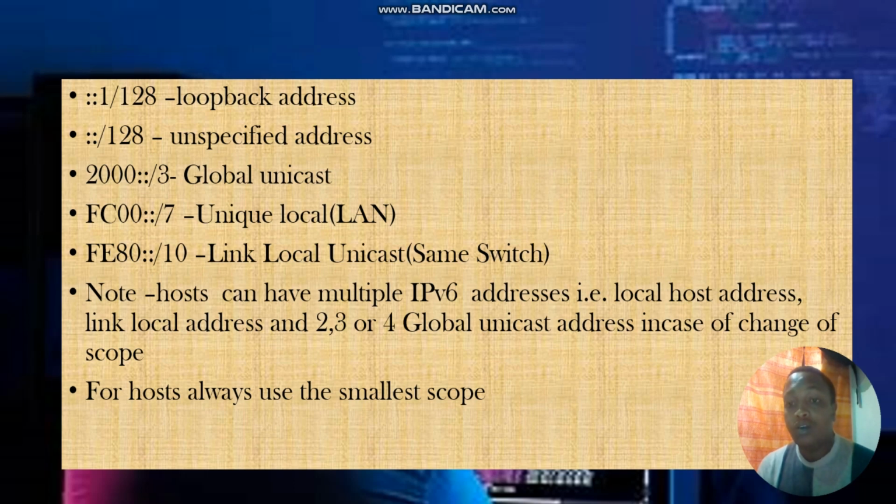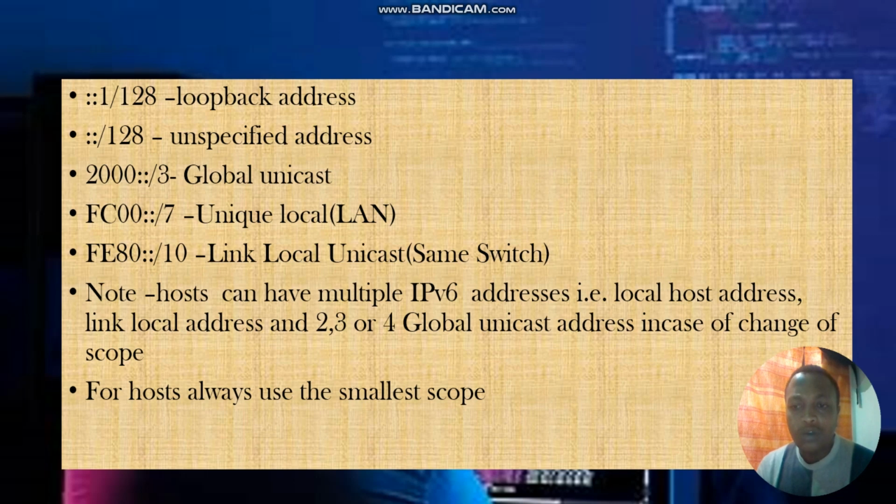That is the local host address, it will have the link local address, and depending on the ISP or the internet service provider, you could have 2, 3 or 4 global unicast addresses. That is just in case you change the scope. The multiple IP addresses are there so that in case you change the scope, moving from a unique local to global unicast, you need to change the IP address, and basically the host will have multiple IP addresses for such scenarios.